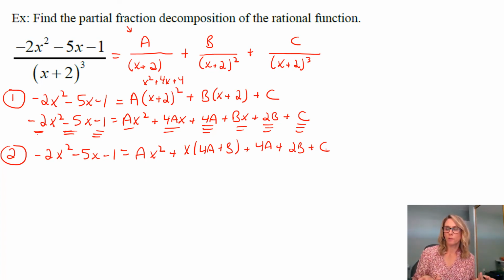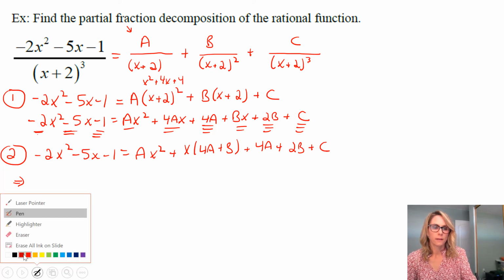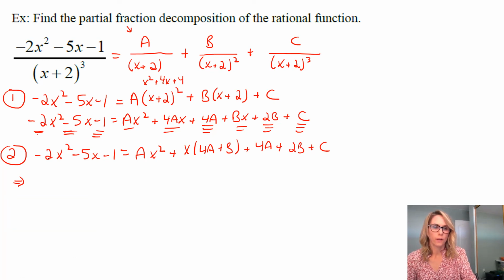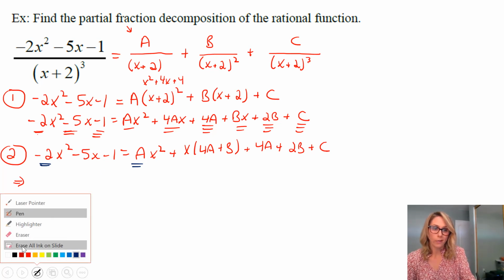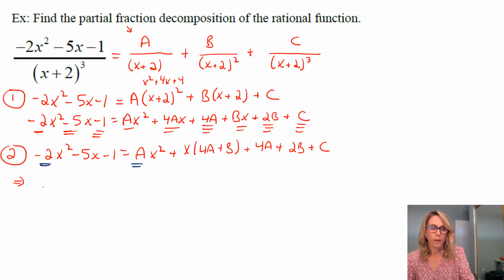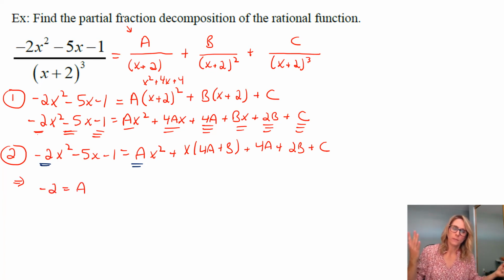This leads us to our system of equations. But it's not too bad. You might think this must be bad, but it's not too bad. Because automatically we know that this negative 2 in the front has to be a, because they're next to the x squared, and that's all it can be. So negative 2 must equal a. Boom, we already have our a. That's great.